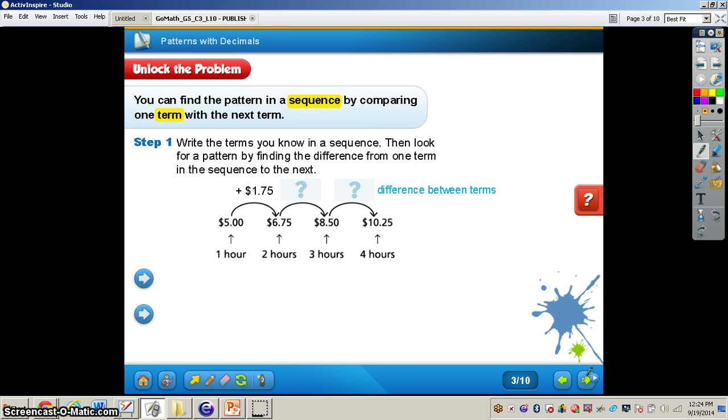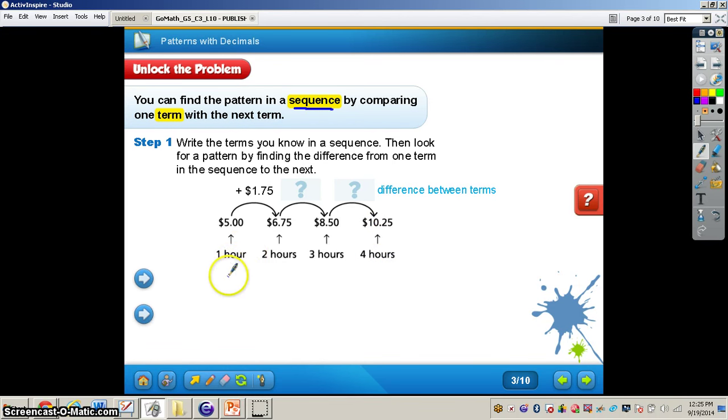Now, looking on page 143, it says you can find the pattern in a sequence by comparing one term with the next term. Okay, so let's take a look at step 1. It says write the terms you know in a sequence. Then look for a pattern by finding the difference from one term in the sequence to the next. So the terms we know are $5 for 1 hour, $6.75 for 2 hours, and moving on down the line here.